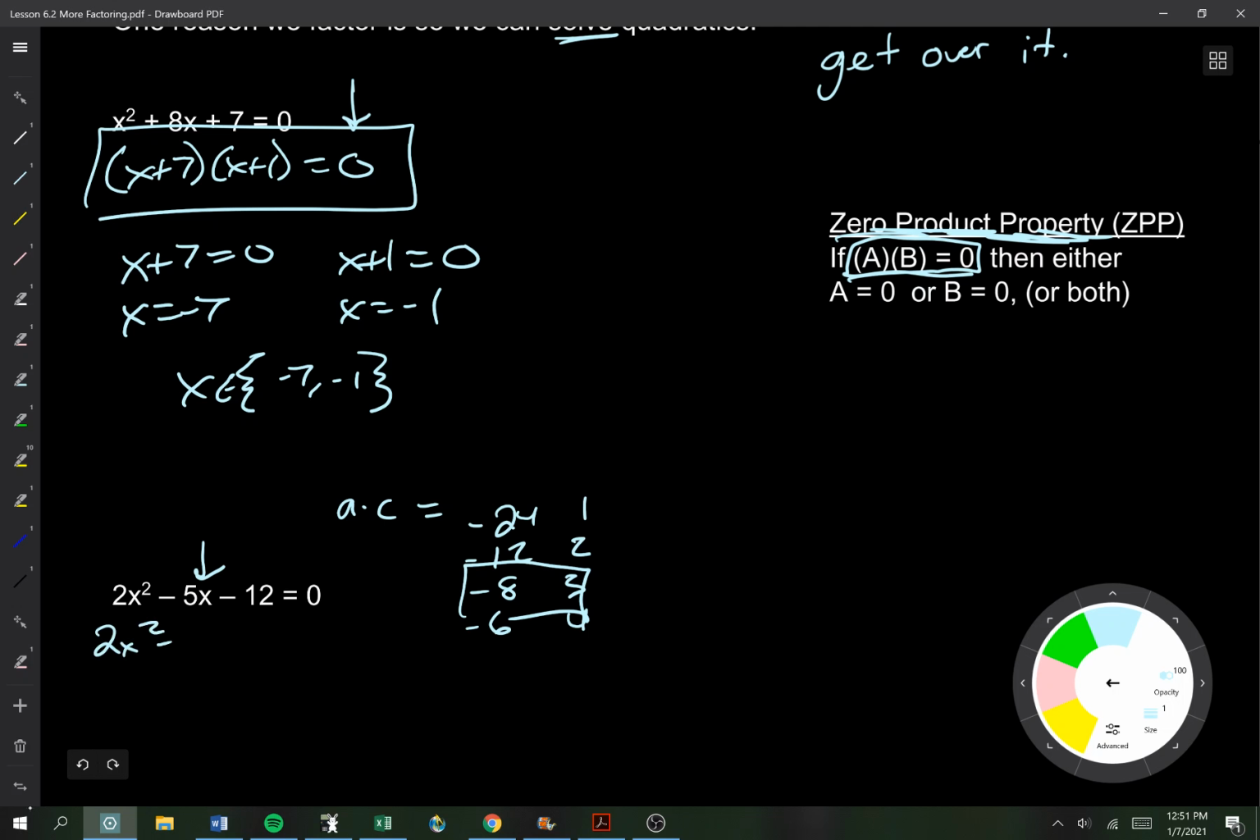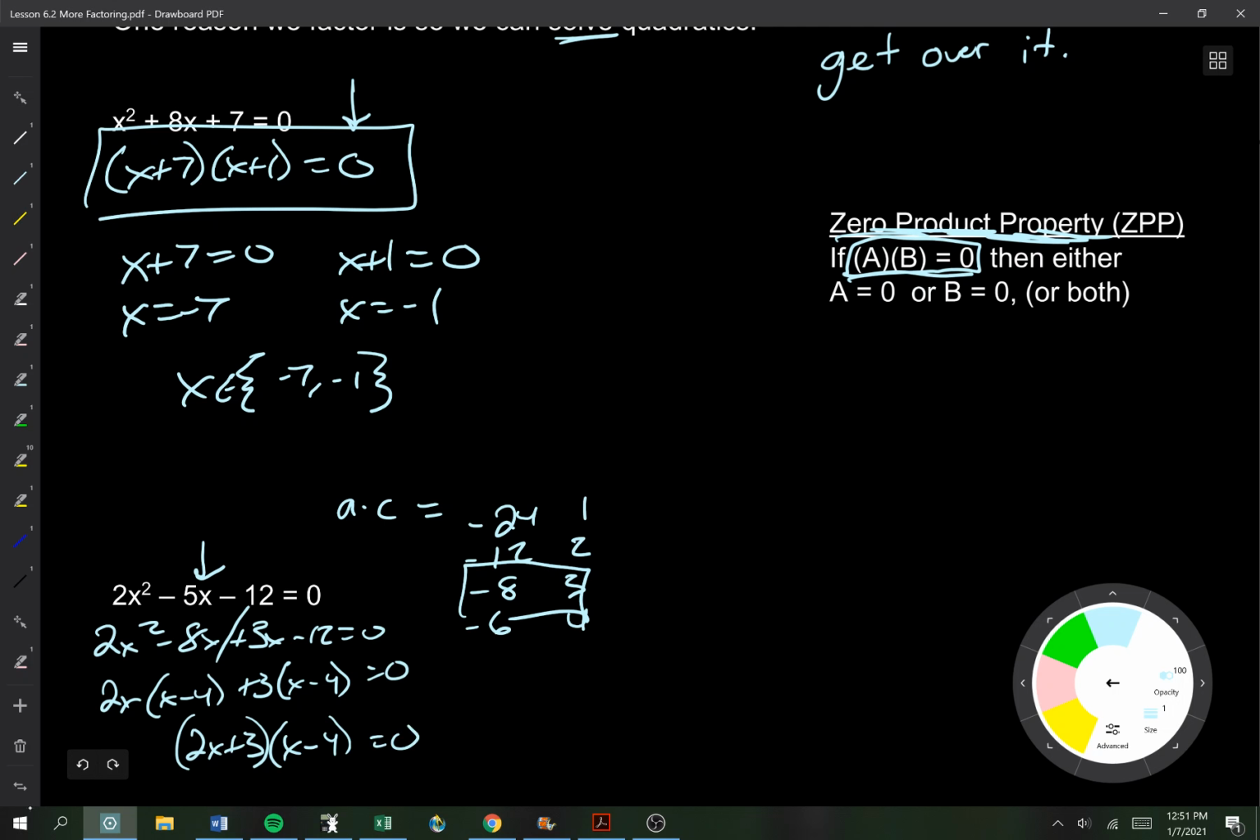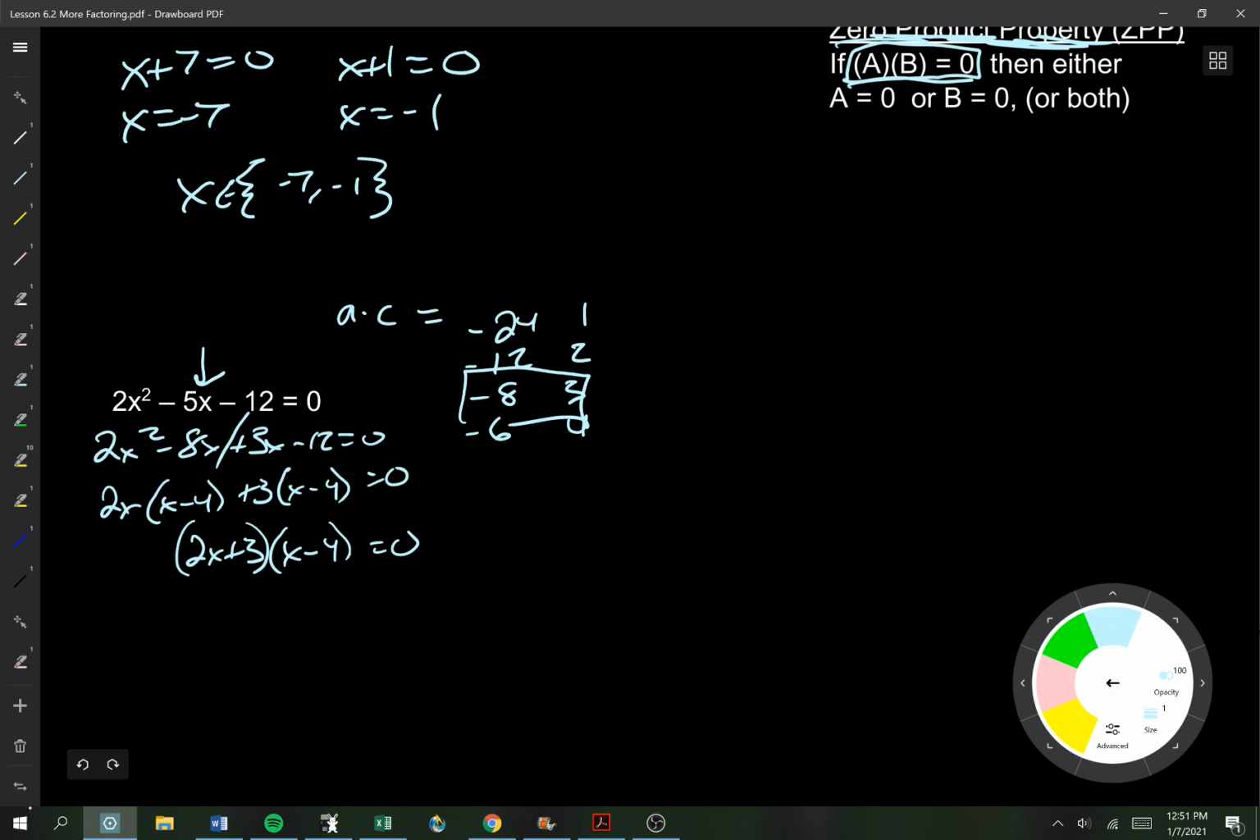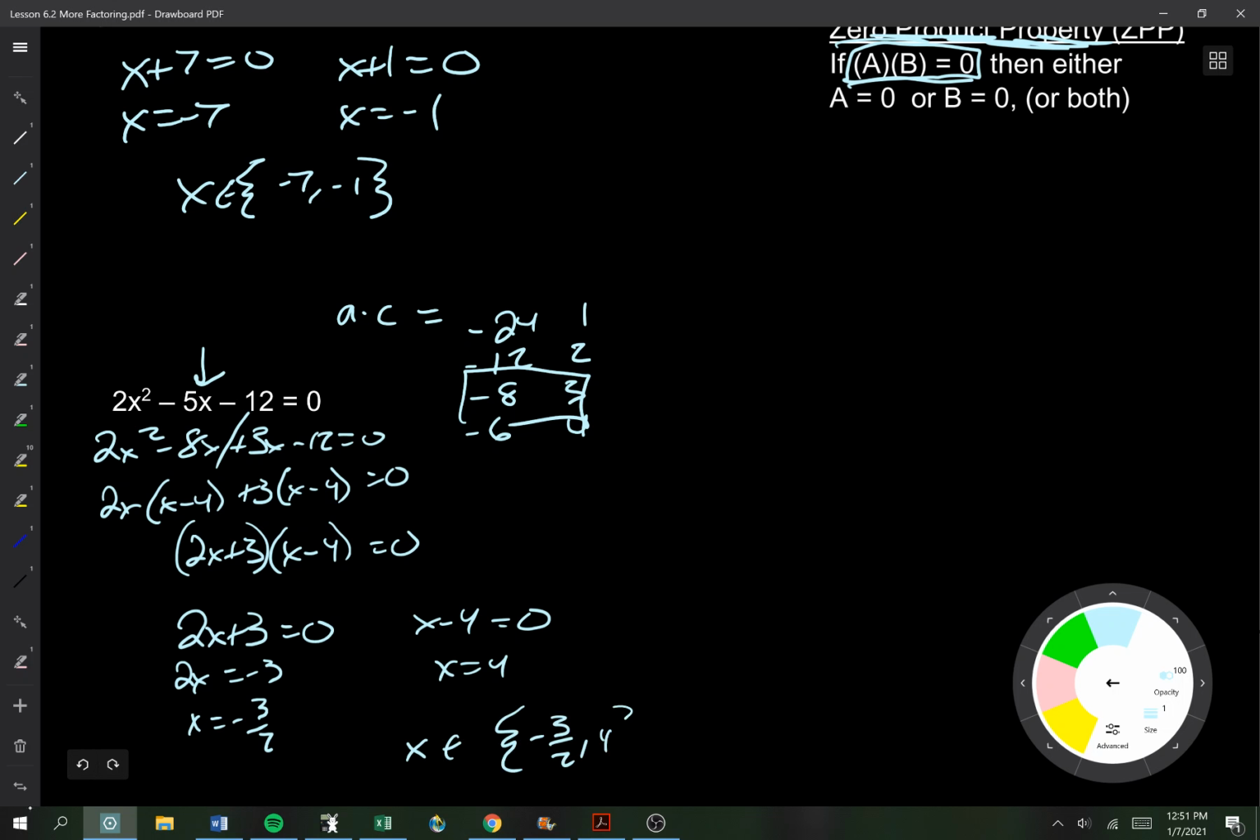This becomes 2x squared minus 8x plus 3x minus 12 equals 0. You cut it in half. The left side has a 2x. The right side has a 3. So it's 2x plus 3 times x minus 4. And this is all equal to 0. Okay, I still have the equation equal to 0. Well, if it's equal to 0, I take my factors and set each of them individually equal to 0, because I know that one of them is going to be 0. So I subtract 3 from both sides and divide by 2, and add 4 to both sides. My solutions are negative 3 over 2 and 4.